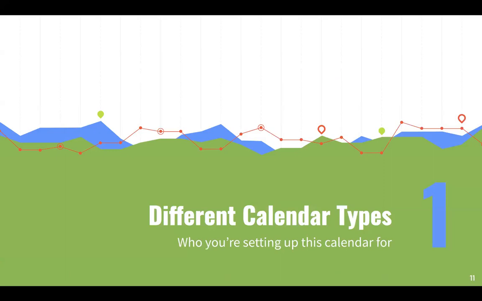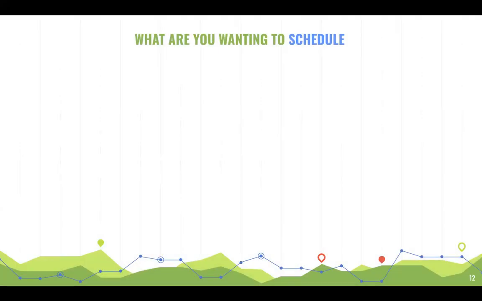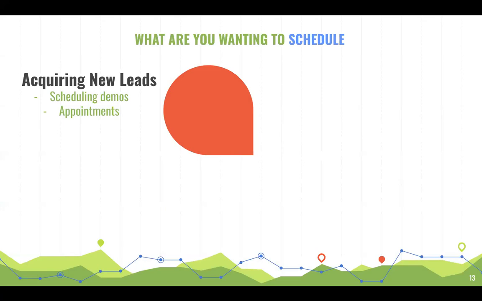So let's get started. First, we want to talk about the different calendar types. So who are you setting up this calendar for? For example, you're using this calendar to acquire new leads. In that case, you'll want to create scheduling demos, appointments, or anything that would gently bring the new leads into your system, as well as making that personal connection with your leads and clients that you are scheduling appointments for.